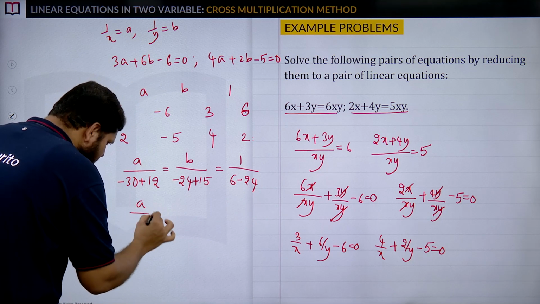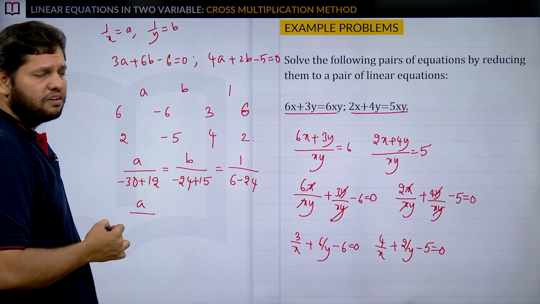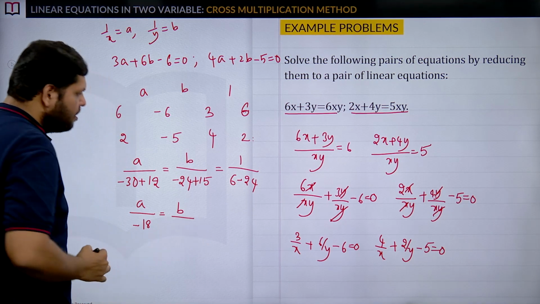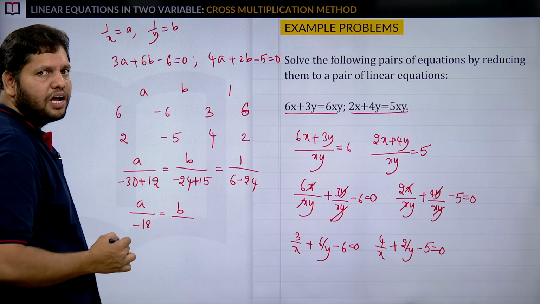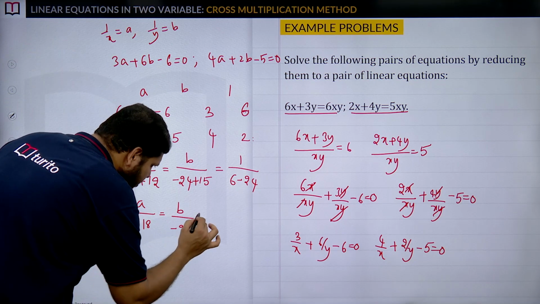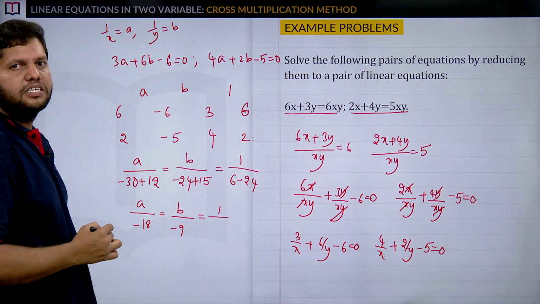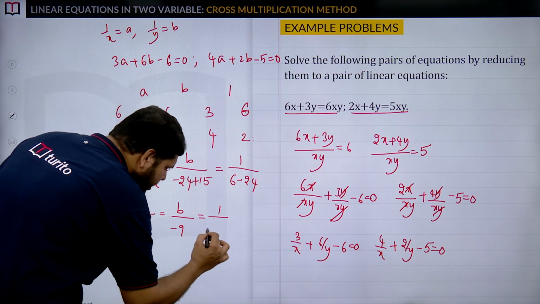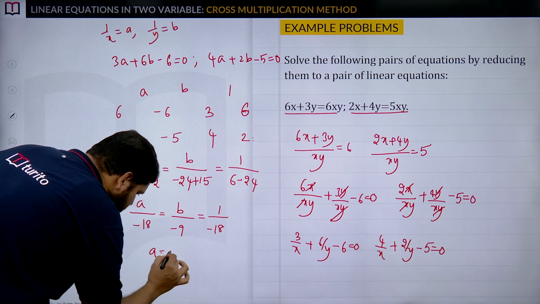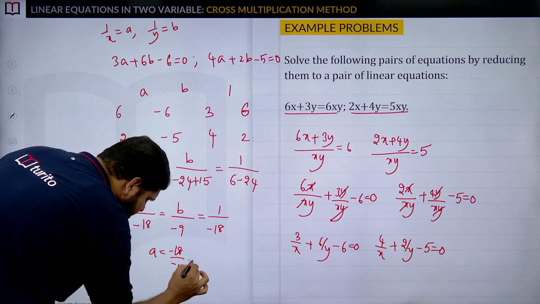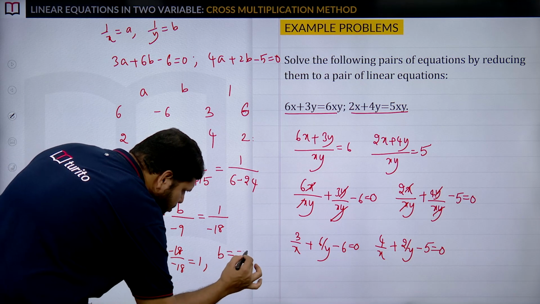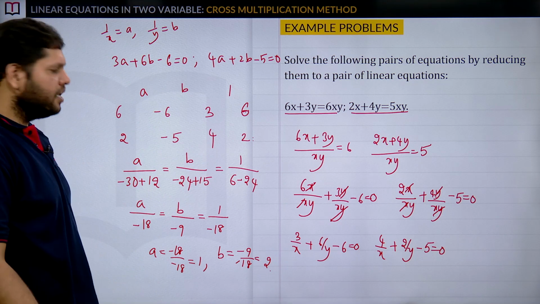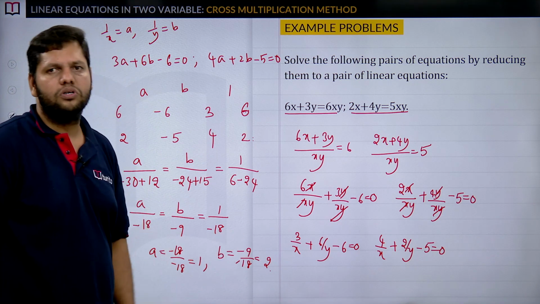Children, for a, minus 30 plus 12, what is the value, children? We can say it is 18. For b, minus 24 plus 15, what is the value, children? It is minus 9. For 1, 6 minus 24, what is 6 minus 24, children? It is minus 18. So a is equal to minus 18 by minus 18, that is 1. b is equal to minus 9 by minus 18, so that is what? 1 by 2. Children, the a value is 1 and b is 1 by 2.